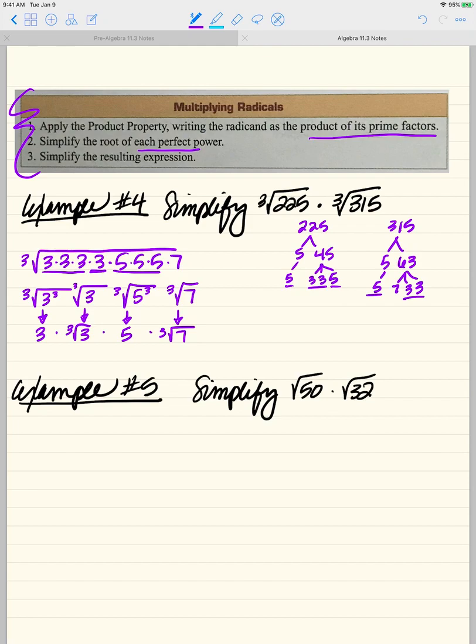This becomes cube root of 7. Outside of the radical, we have 15 cube root of 21. And you're all done.